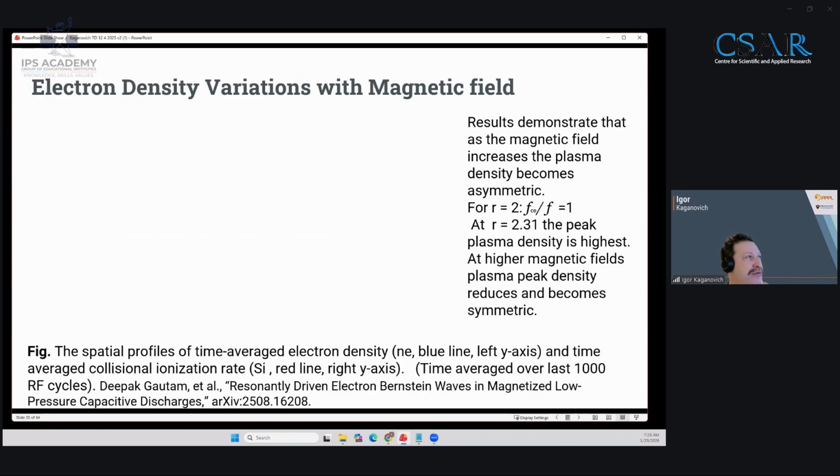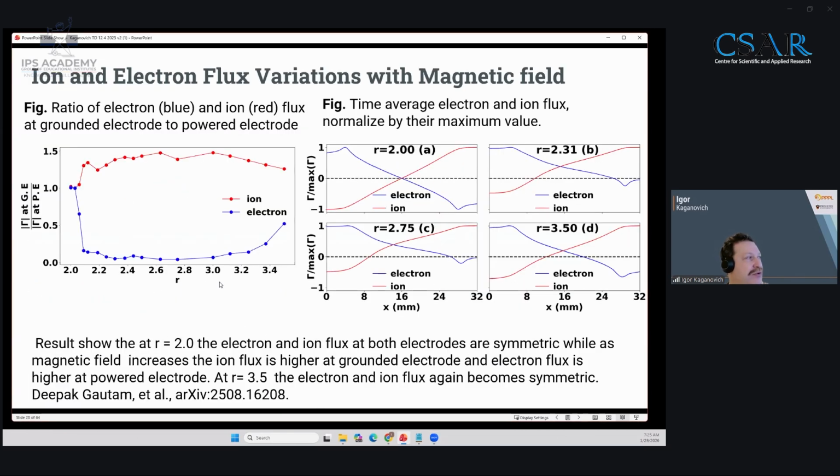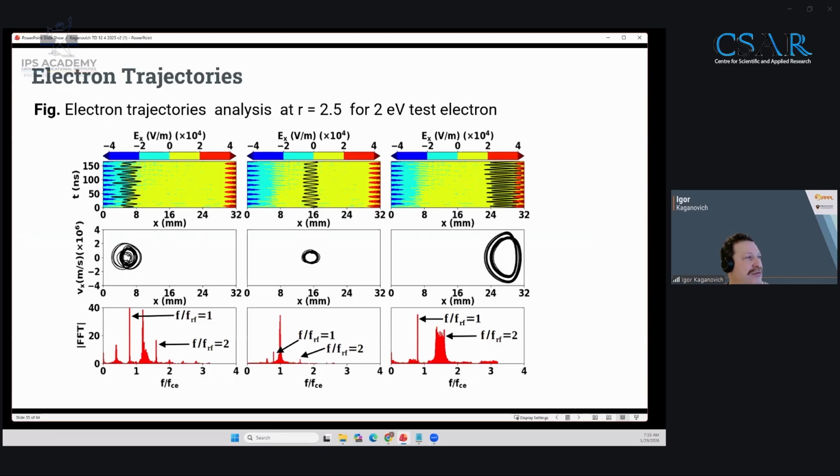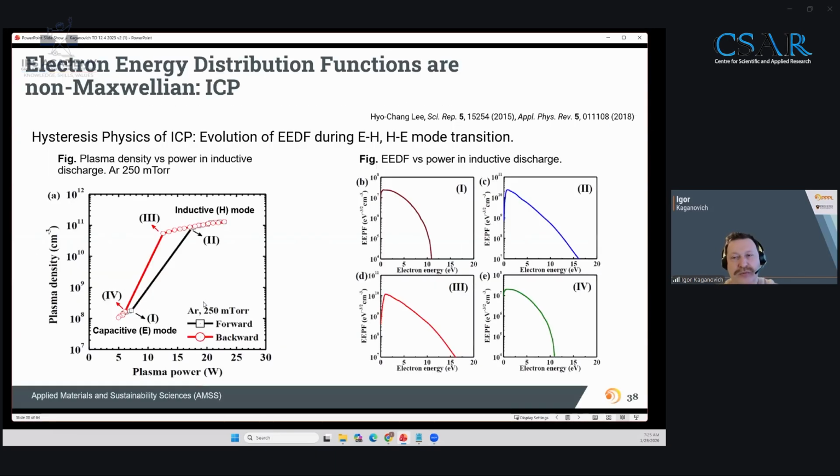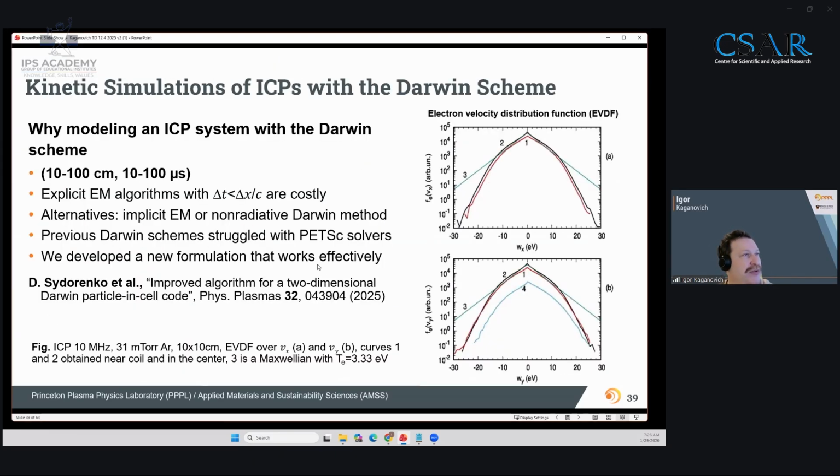Okay, I'll skip this. This is just one more point and I'll finish. For inductive discharge, you have a similar effect. What you see here is plasma density versus plasma power in an inductively coupled discharge, and it shows the transition from capacitive to inductive mode, where the distribution function, shown on the right as measured, drastically changes. So we upgraded our code to simulate inductive discharge.